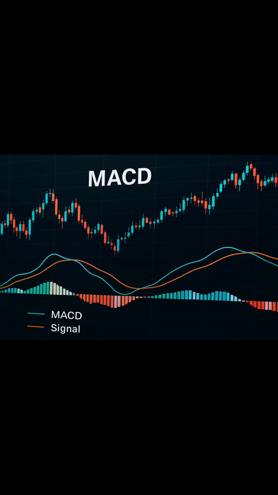Traders often interpret crossovers between the MACD line and the signal line as potential entry or exit points. A bullish crossover occurs when the MACD line crosses above the signal line, suggesting upward momentum, while a bearish crossover occurs when the MACD line crosses below the signal line, indicating downward momentum. Additionally, the histogram provides insights into the strength of the trend. Increasing histogram bars suggest strengthening momentum, while decreasing bars indicate weakening momentum.